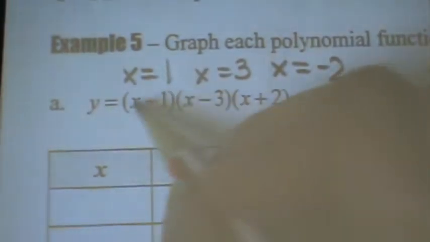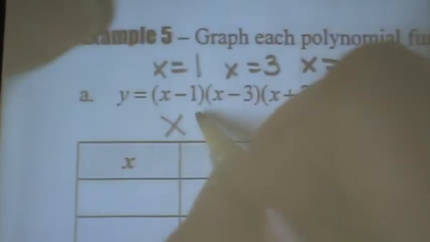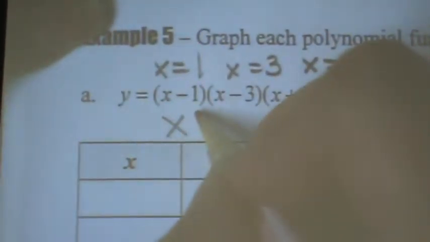Now I'm going to look at my equation. If I multiplied these out, like I did up here, you know how I multiplied them all out? Is my first term going to be a positive coefficient?